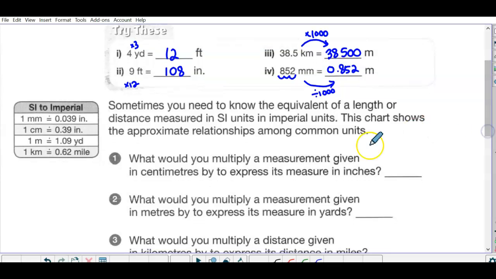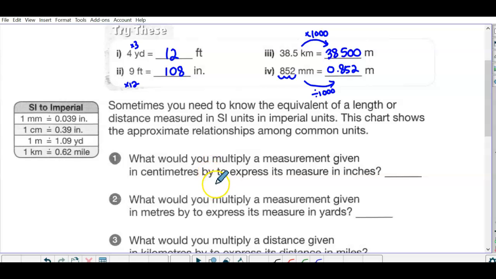Then the next part says, sometimes you need to know the equivalent of a length or distance measured in SI units in imperial units. This chart shows the approximate relationships among common units. Approximate, but pretty accurate. 2 decimal places, all except millimeters to inches, and that goes to 3 decimal places. You can find more if you search it, but these are what we are going to use. So by approximate, this is really as accurate as we're going to get. It's not as though we're estimating.